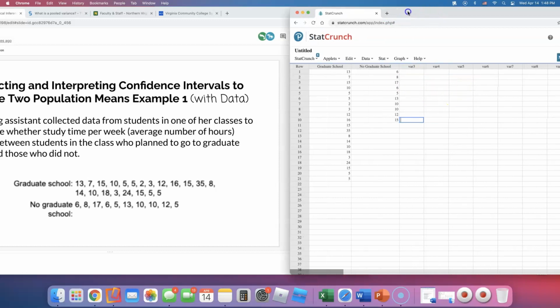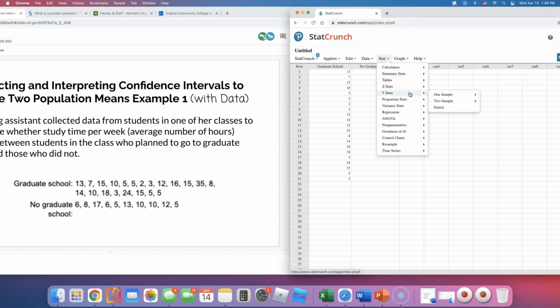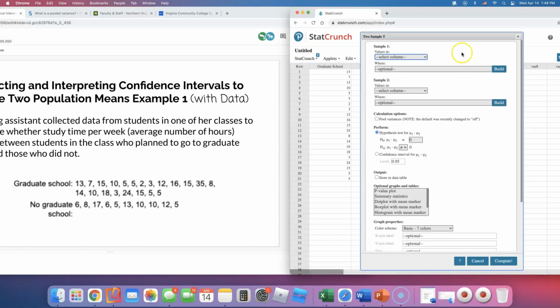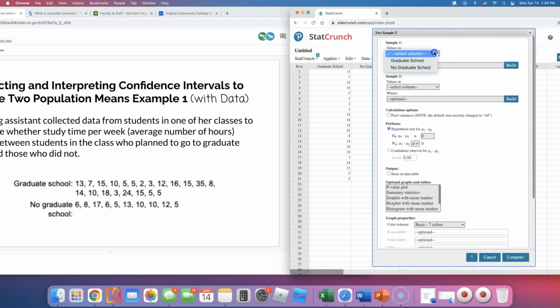And then what we're going to do is a t-test, all right? Go to Stat, T Stats, Two Sample. What are we going to click on? With Data, we have data entered in here this time. So StatCrunch is going to find the sample mean of each, sample standard deviation of each, and sample size. It can just look at how many numbers we have for each column, and figure that out itself. So I'm going to click on With Data and then tell it sample 1 is saved in graduate school. Sample 2 is saved in no graduate school.